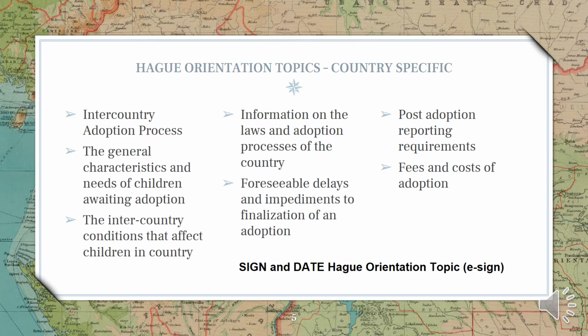Intercountry conditions that affect children in Ukraine are children coming from poor families with low educational levels, children coming into care after being abandoned, relinquished, or because of the death of parents. Reasons for abandonment can be poverty, unemployment, or single parenthood.